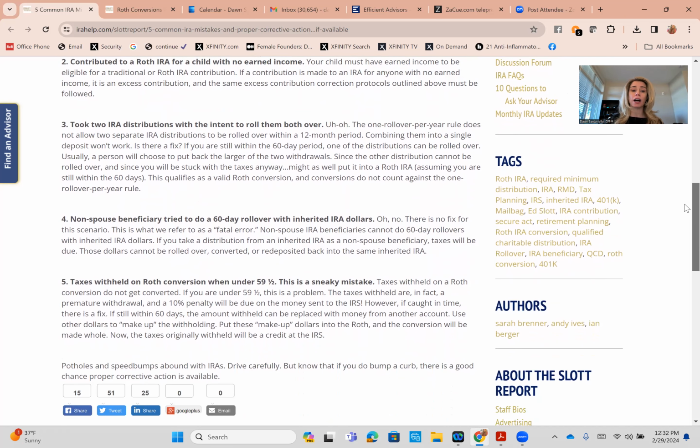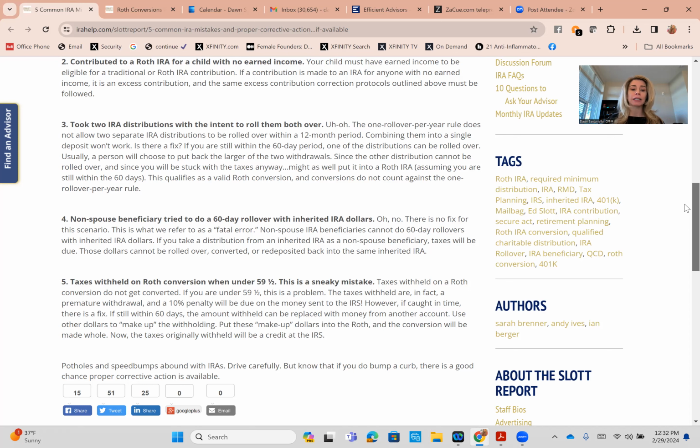Number 4, a non-spouse beneficiary tried to do a 60-day rollover with inherited IRA dollars. There is no fix for this scenario. This is what we call a fatal error. Non-spouse beneficiaries cannot do 60-day rollovers with inherited IRA dollars. If you take a distribution from your inherited IRA as a non-spouse beneficiary, taxes will be due, and those dollars cannot be rolled over, converted, or redeposited back into the same inherited IRA. So if you have an inherited IRA, just leave it as an inherited IRA and take your RMDs like you're supposed to.